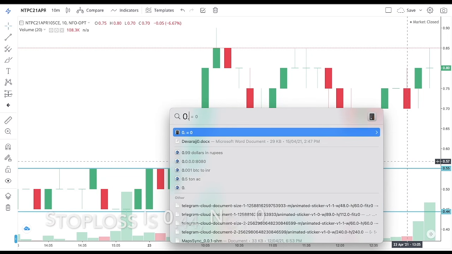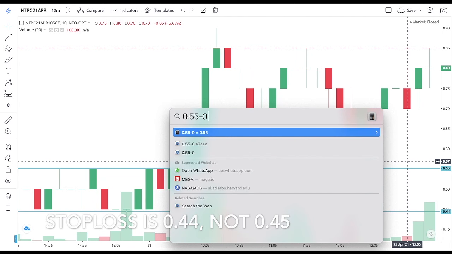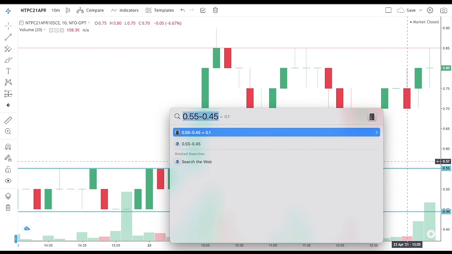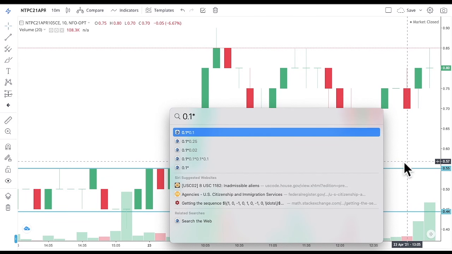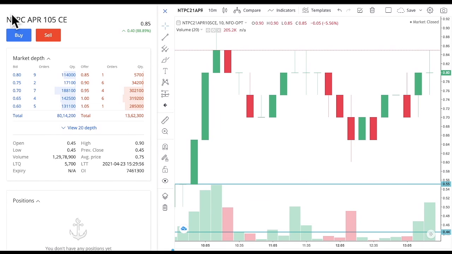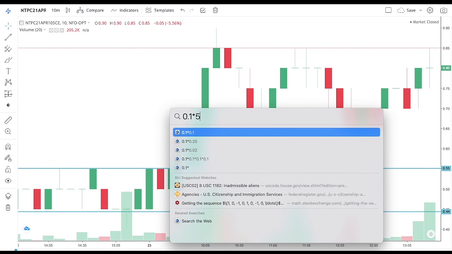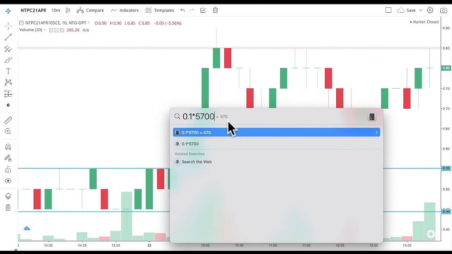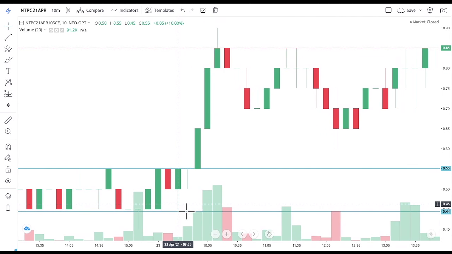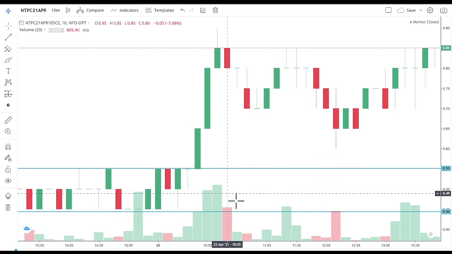So 0.55 minus 0.45, it is 0.1. So 0.1, multiply this by the lot size. What is the lot size? The lot size is 5700. So multiply this by 5700. It is 570 rupees. So the risk you have for this trade will be 570 rupees.